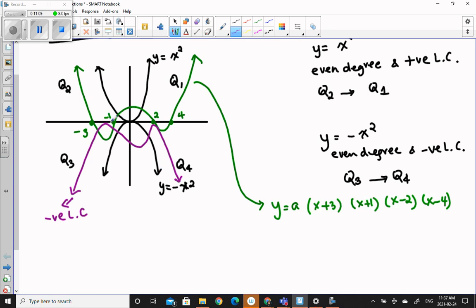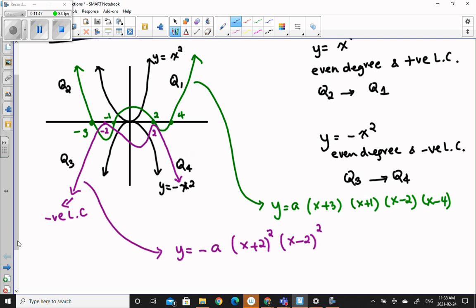Okay, and what would possibly the zeros be? Let's say this point was -2 and this point is +2. Then a possible equation for this could be y equals some -a. And because it's only touching the x-axis, it could have double roots. So this could be x plus 2 squared, and this could be x minus 2 squared. So you can see that 2 plus 2, the degree is 4, and it has a negative leading coefficient, so it's going from quadrant 3 to quadrant 4.